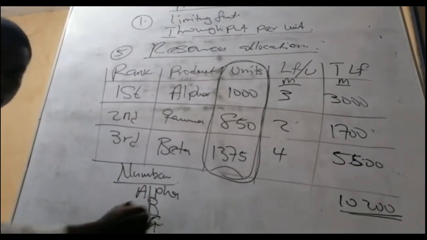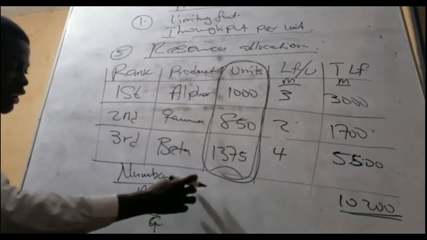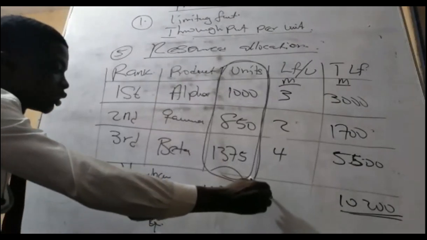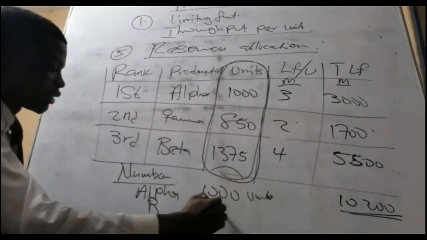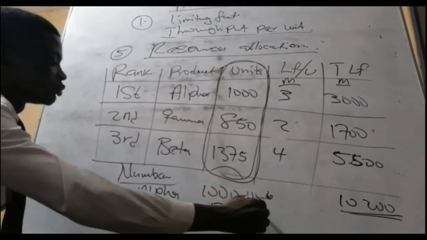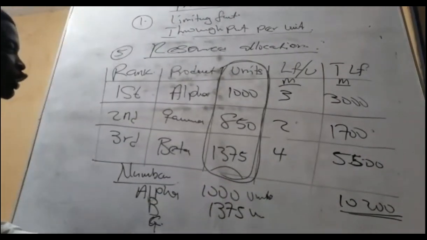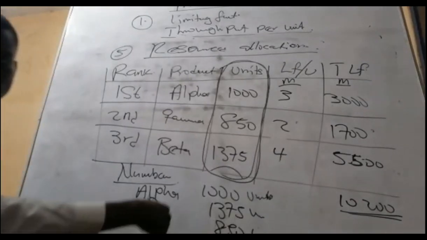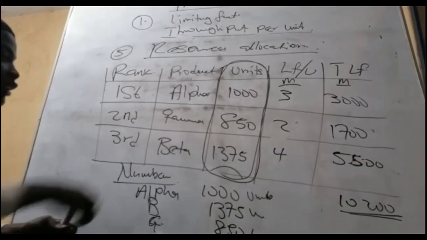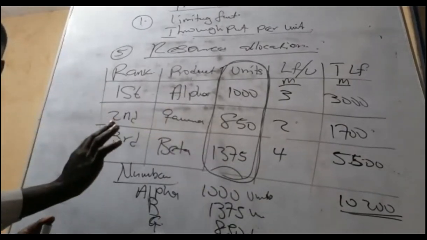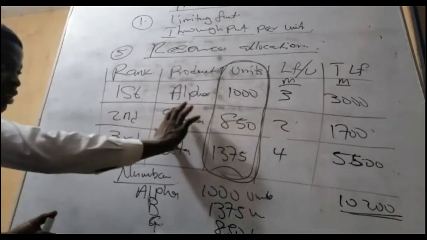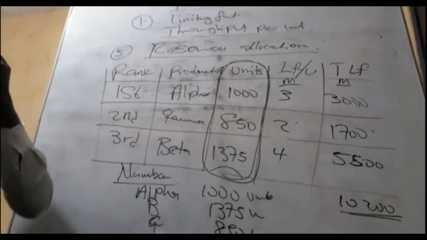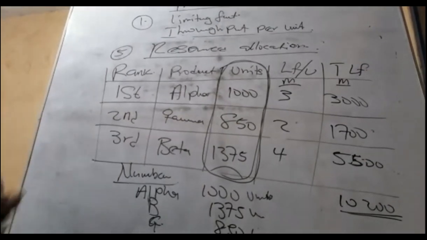So tell the examiner, alpha they should produce 1,000 units. Beta they should produce 1,375 units. And then gamma they should produce what? 850 units. You are done. When you do this, you now qualify for the 5 marks. If you leave it here and don't answer the question, take note, please. Unless probably you are getting between 48 and 49, then you can consider it.